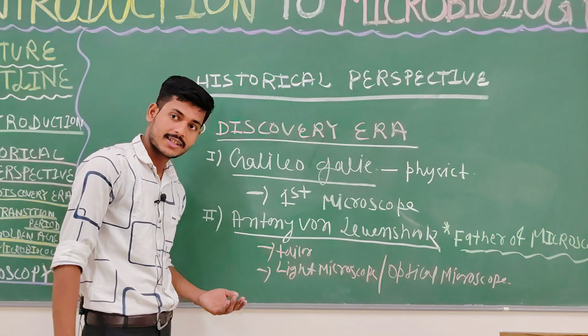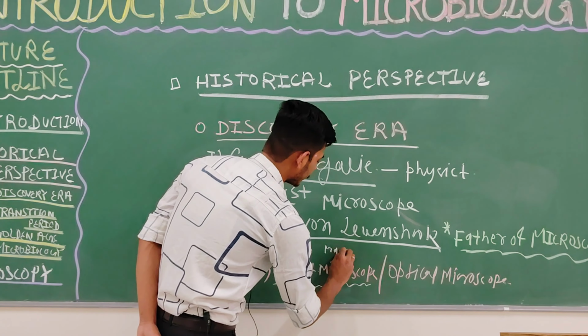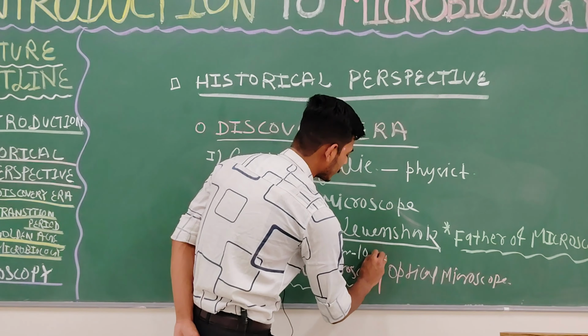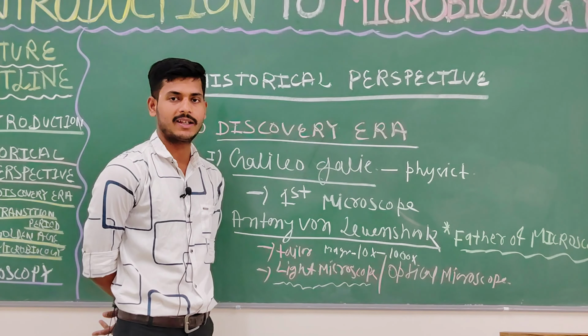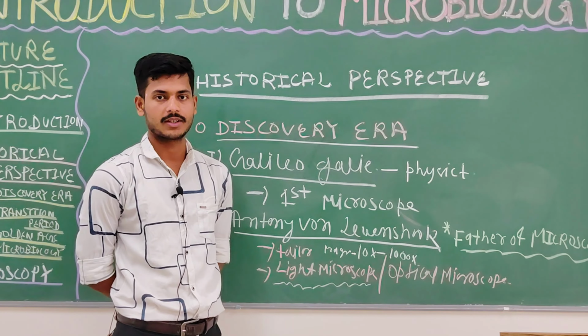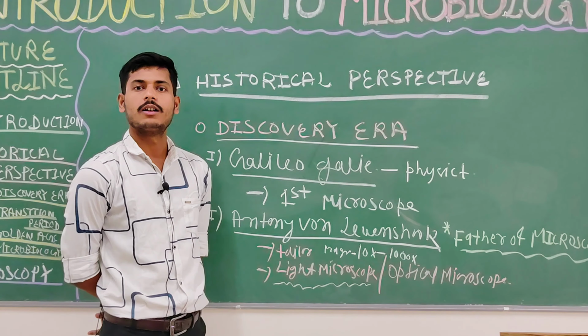But there is a problem. The light microscope can see the microbes, providing magnification ranging from 10x to 1000x. That is its magnifying range. But this light microscope fails when the study is about the internal structure of the cell, the internal structure of the microbes.